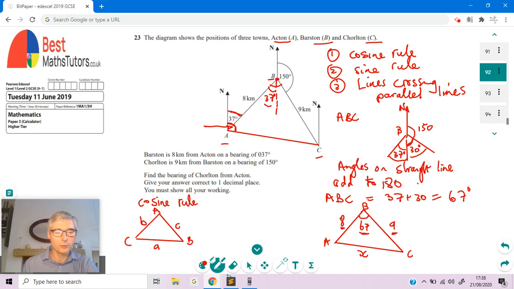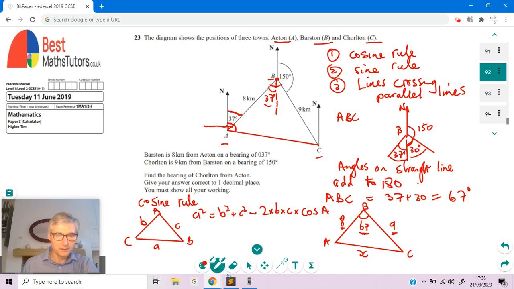And the cosine rule then is that a squared, so that's the length there, a squared equals b squared plus c squared. So it's looking a bit like Pythagoras, and then minus 2 times b times c, and then all times by cosine of the angle A.